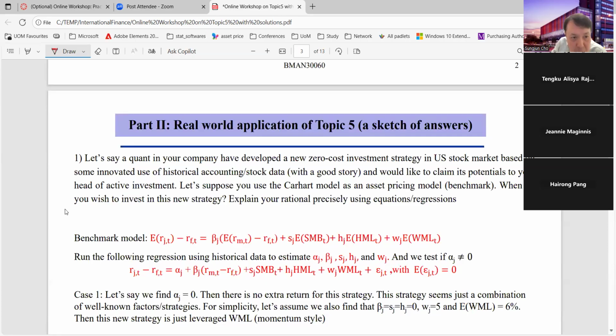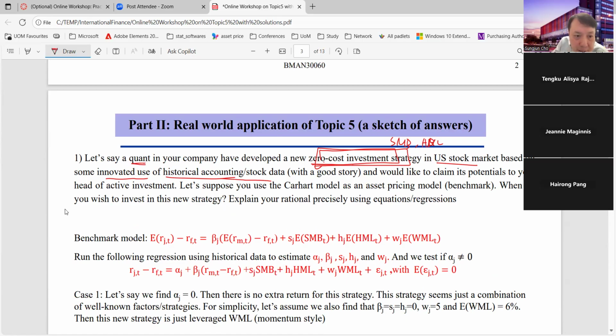So let's read this one first. Let's say a quant in your company has developed a new zero-cost investment strategy, something like SMB, HML. So what I mean by that is you buy a group of certain firms by short selling a group of certain firms. That's the zero-cost investment strategy. In the U.S. stock market, based on some innovative use of historical accounting and stock data. So basically, this quant develops a new way of ranking firms.